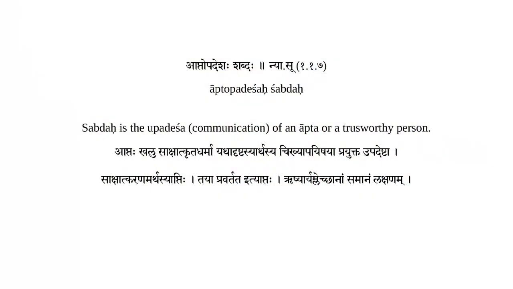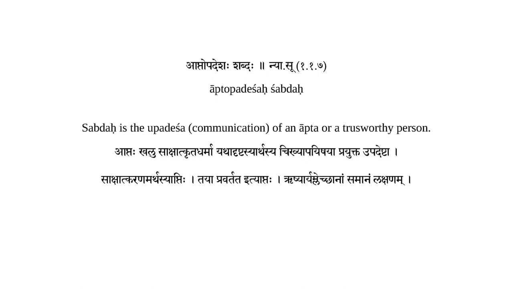And Aptopadesha Shabda, the fourth one, is Shabda Pramana. Shabda is the Upadesha of an Apta, or a trustworthy person. "Apta khalu sakshat krita dharma, yatha drishtasya arthasya chikhyapayishaya prayuktah upadeshta. Sakshat karanam arthasya aptih, taya pravartata ity aptah, rishi arya mlechchanam samanam lakshanam." So one who has a Sakshat Krita Dharma, Sakshat Karanam Arthasya Aptih.